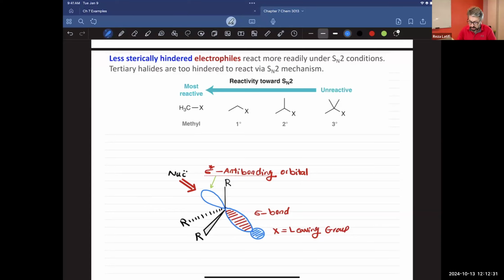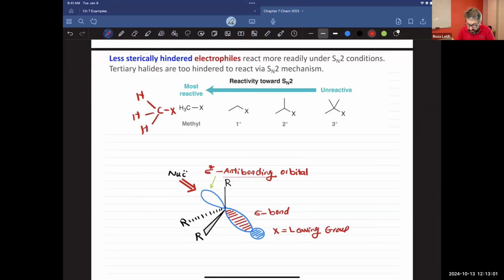And if your halide or leaving group is sitting on a carbon with fewer substituents, less steric effect on it, it will be easier for the nucleophile to reach it. So if it's a methyl, because you have 3 hydrogens sitting on the carbon, and those 3 hydrogens are not going to create a huge steric effect, reaching the carbon will be way easier. And because it's an easier reaction, it will be faster.